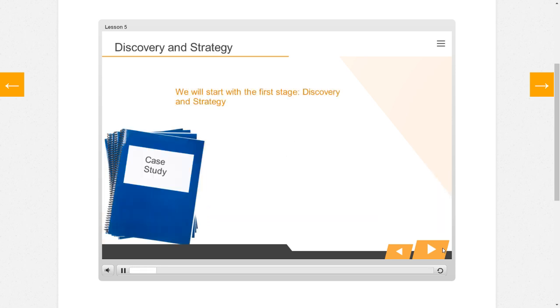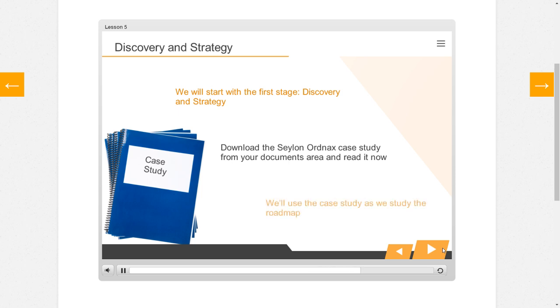We're going to study each roadmap stage individually, starting with discovery and strategy. To help illustrate the roadmap more clearly, we're going to use a case study. Before you move on in this lesson, download the Ceylon Ordnance case study from your course documents area and read it thoroughly. We'll use examples based on the case study as we study the roadmap, and also give you some exercises based on it.